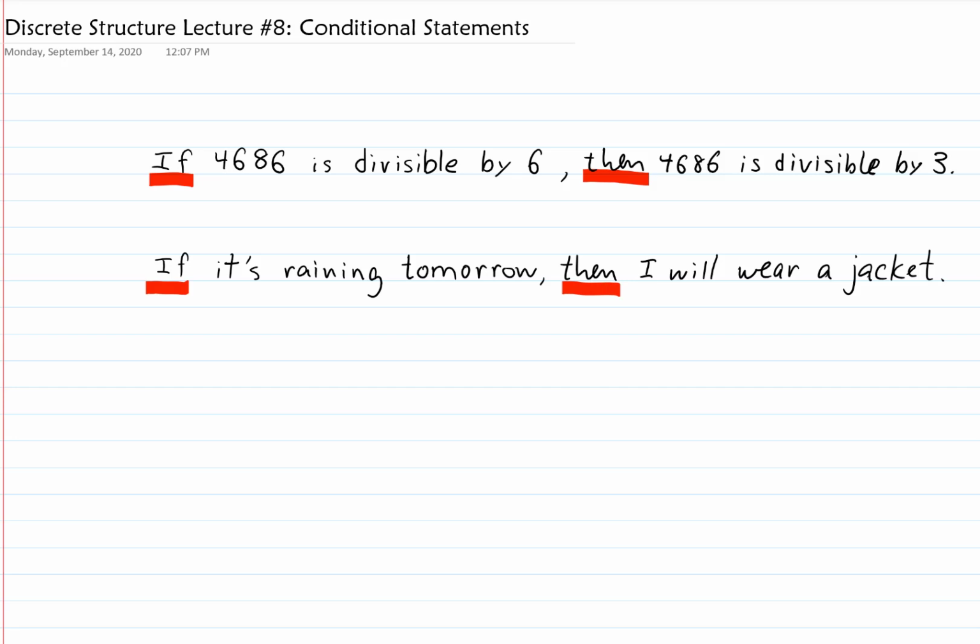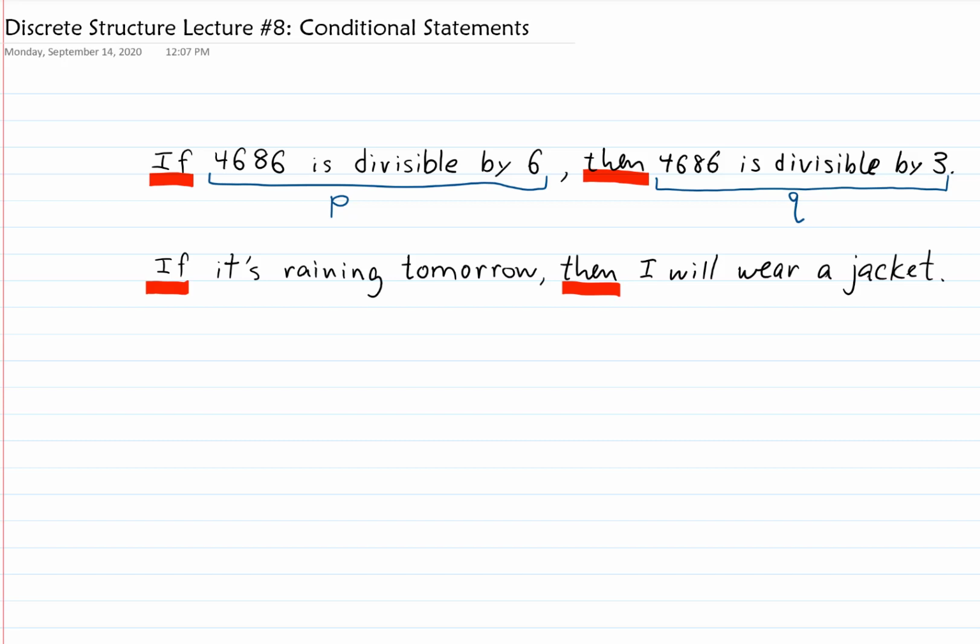Okay? This is a statement, right? I'm going to underline this. 4,686 is divisible by 6. That's a statement, because it's either true or false. It happens to be true, okay? But again, that's not important to us right now. But I do want you to notice that it is a statement, so let's call that one P. And this is also a statement. 4,686 is divisible by 3. That's also a statement. Let's call that Q.